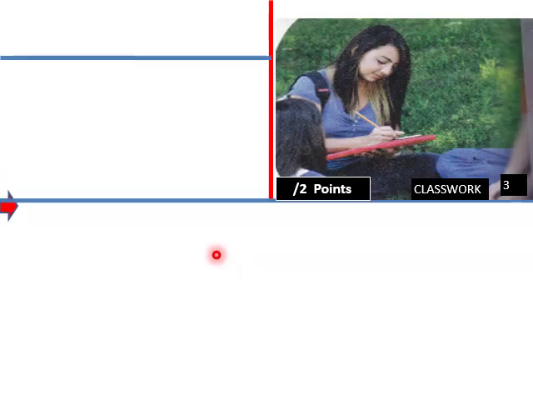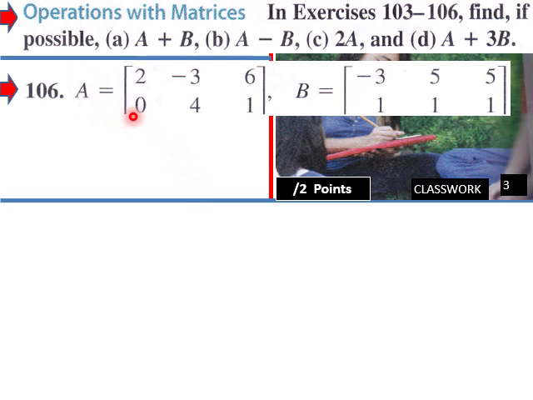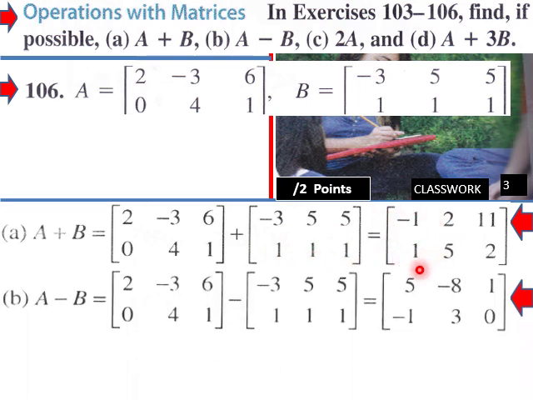Okay, let's go into an example of this. Operations with matrices. Find, if possible, A plus B, A minus B, 2A, and A plus 3B here. We got a 4-part question for this situation. Here's our A, B. So for A plus B, we're going to add these scalars together. So we just combine our different numbers here. They're in similar positions, and we come up with our sum over here of A plus B.